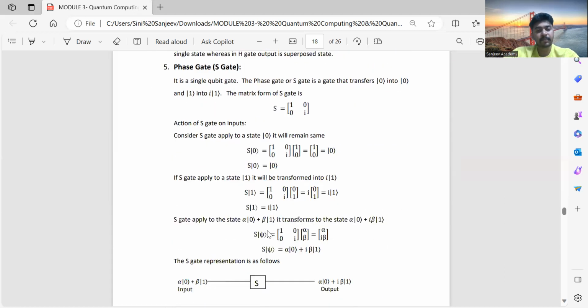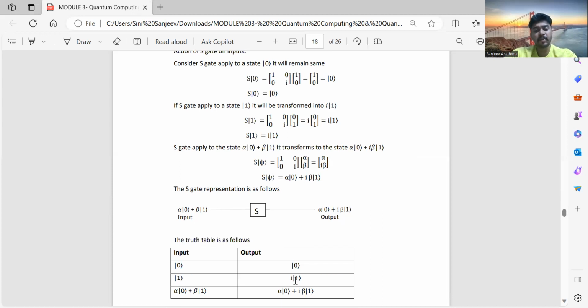Phase gate. It's a single qubit gate, the S gate. S of 0 gives 0. So what is S? It is the matrix 1, 0, 0, i. First, S of 0: multiply by 1, 0, and I'll be getting 0. Next, S of 1: multiply by 0, 1, and I'll be getting i of 0, comma 1. If it is 0, comma 1, it is 1. If it is 1, comma 0, it is 0. That's all.